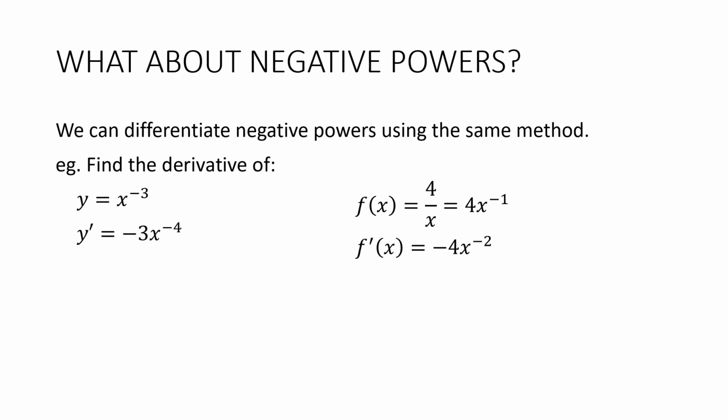Now we can leave it like that, but there's this unwritten rule in maths that we should leave our answer in the same form as the question. So you can see this doesn't have a negative power in the question. So let's drop this x negative 2 down to the denominator. And there's our answer, negative 4 over x squared.